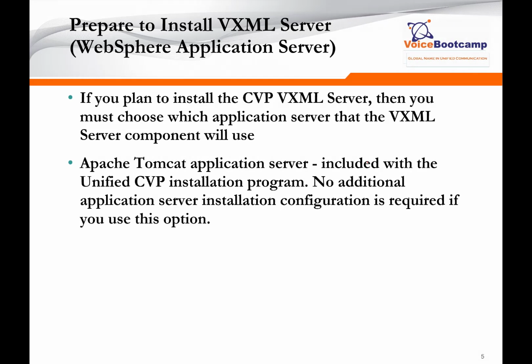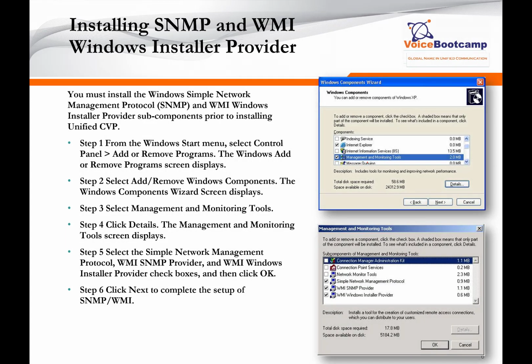Now, if you're planning to install VXML server, then you must choose which application server you want to use. You can use Tomcat, which is included in the installation program, or you can use a third-party IBM WebSphere application server. Now, this particular study kit does not focus on WebSphere, so we will just continue to use Apache Tomcat. Now, SNMP should also be enabled. You've got to make sure that SNMP is enabled properly within your server.